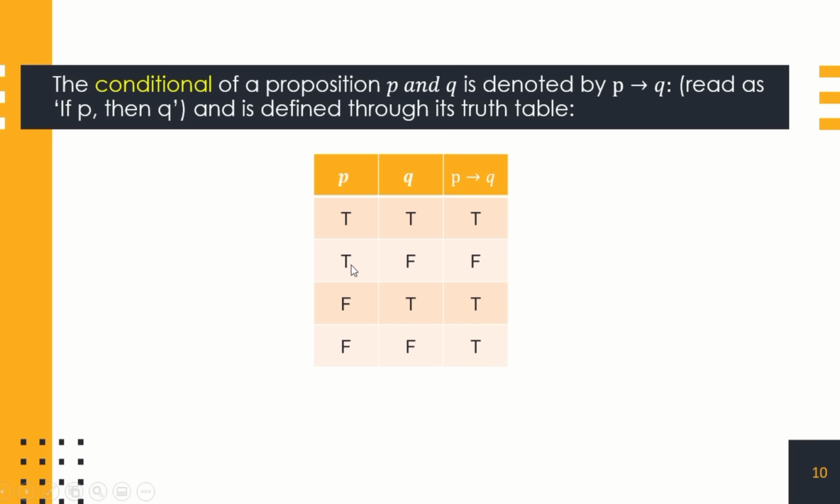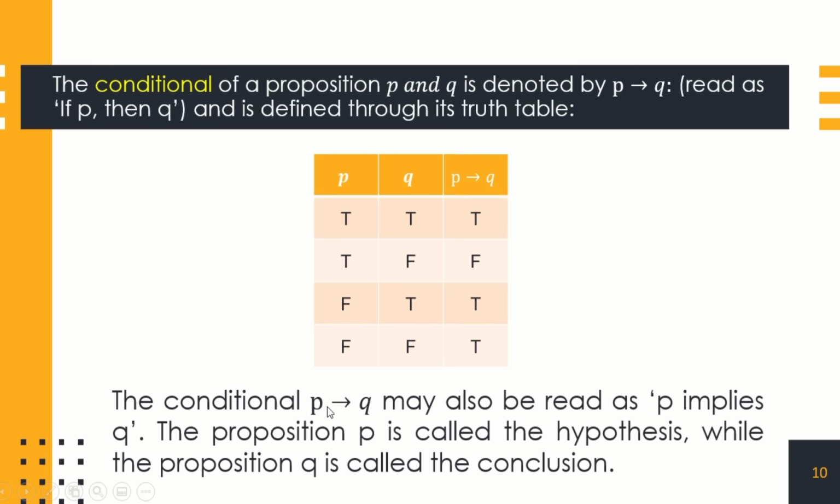Alright? Kapag ang P natin is true, yung first statement natin is true and then sa second statement natin false, ibig sabihin that statement ay false. And then dito, kapag false yung first statement at nag-true sa second statement, so true din. Ang truth table natin is true. Alright, then kapag parehas na false, ibig sabihin the conditional statement is true. Alright, so tandaan natin tong truth tables ng conditional. So the conditional, if P then Q, may also be read as P implies Q. So pwede rin natin palang basahin P implies Q. So the proposition P is called the hypothesis, while the proposition Q is called the conclusion.